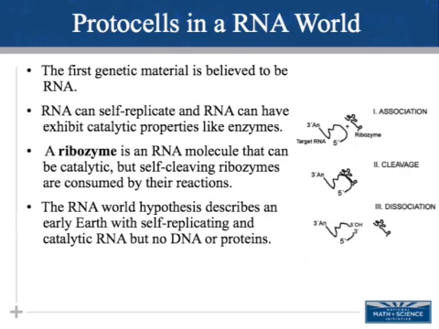So here we're just reviewing what we talked about a few minutes ago with that RNA world. RNA is considered to be the first genetic material. It has the ability to self-replicate. It can act like an enzyme. In particular, an example would be what's called a ribozyme. A ribozyme is a piece of RNA that is catalytic, which means it can act like an enzyme.